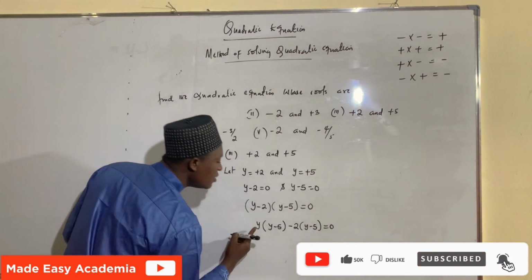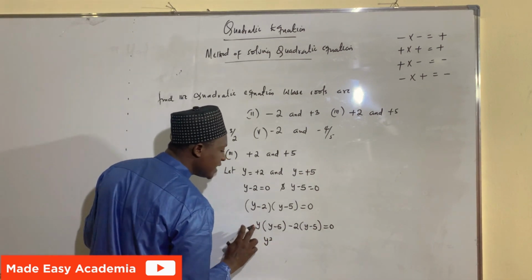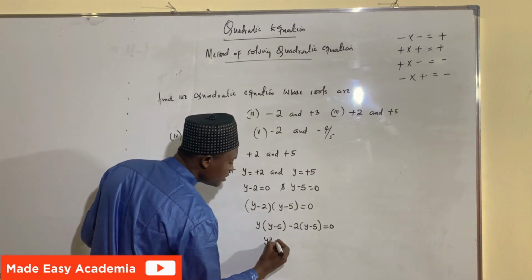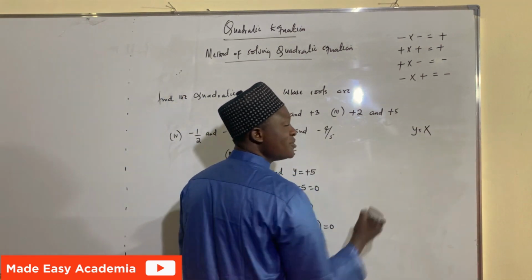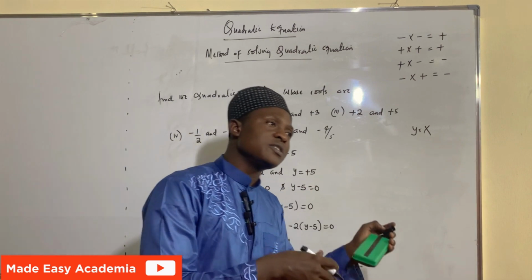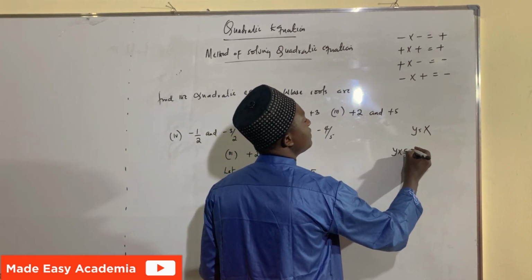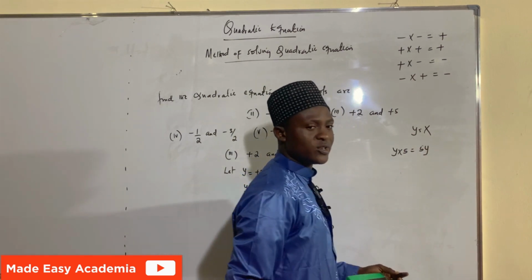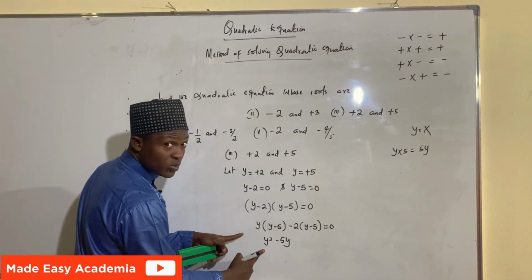So let's expand. Y times y, we are going to have y squared. Y times minus 5, that's going to be minus 5y. Don't be confused that it's going to be y5. It's not y5 because in mathematics the number comes before the alphabet. So if I have y times 5, of course, it's going to be 5y. To make it more interesting, now, y times y, we have y squared.